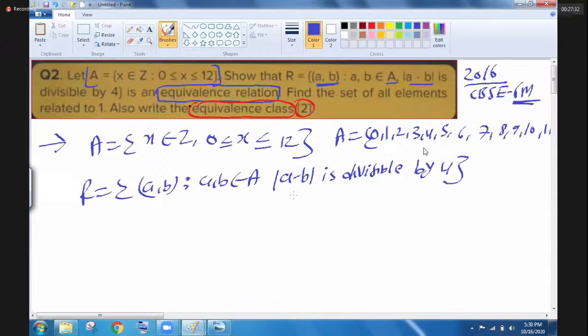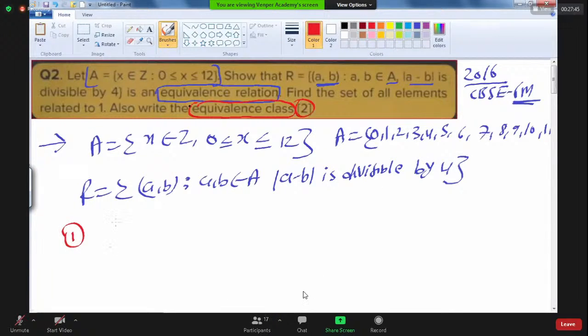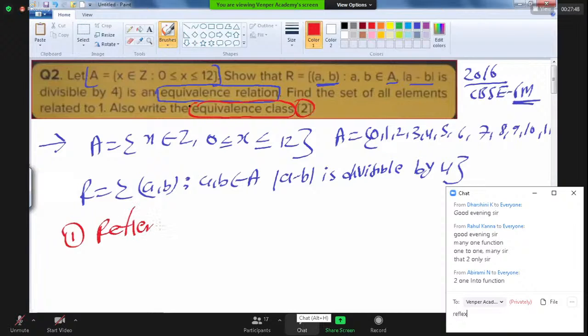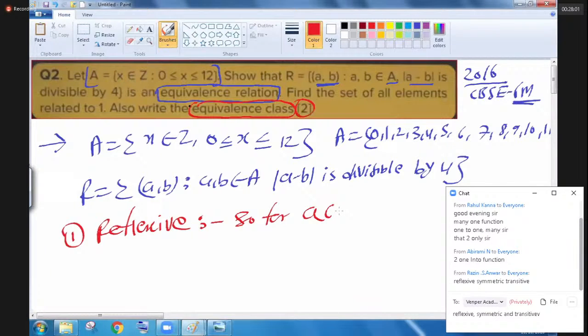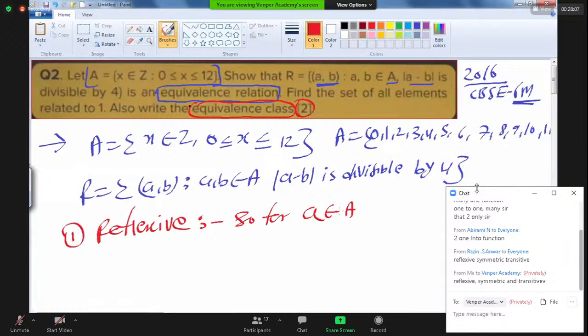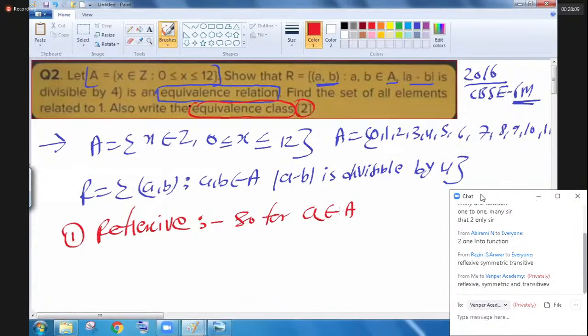You have to explain everything. They said it is an equivalence relation, so we have to prove it. If it is an equivalence relation, it should satisfy 3 conditions. What are those conditions? Can anybody tell me? First, it should be reflexive, that is, for a belonging to capital A, because all the elements belong to A only. Very good, Resin has replied right. Reflexive, symmetric, transitive. I have to do all of it.